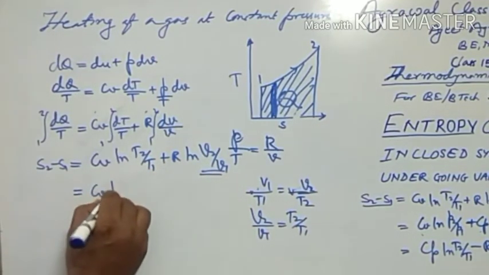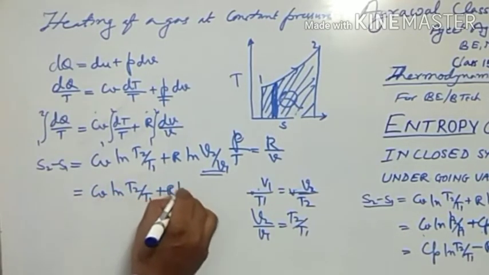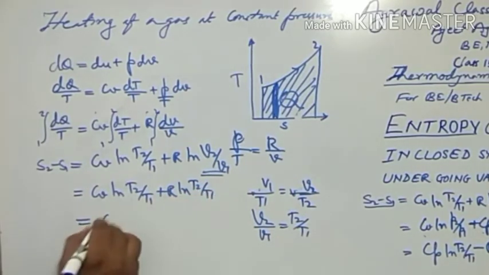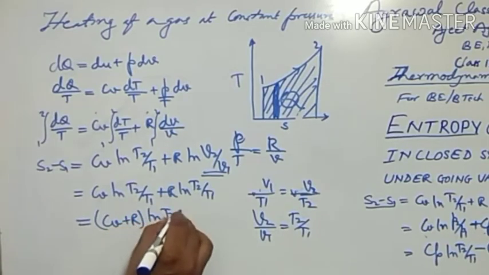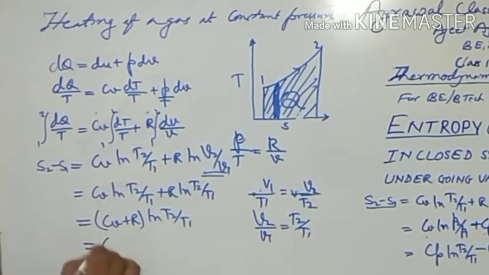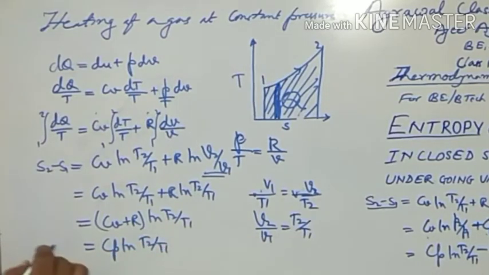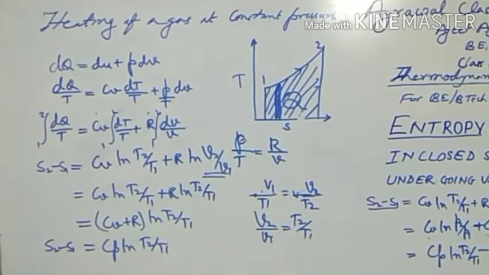So it becomes Cv log of T2 upon T1 plus R log of T2 upon T1. So here Cv plus R times log T2 upon T1, and this can be written as Cp log T2 upon T1. So this is the change in entropy during the constant pressure heat addition.